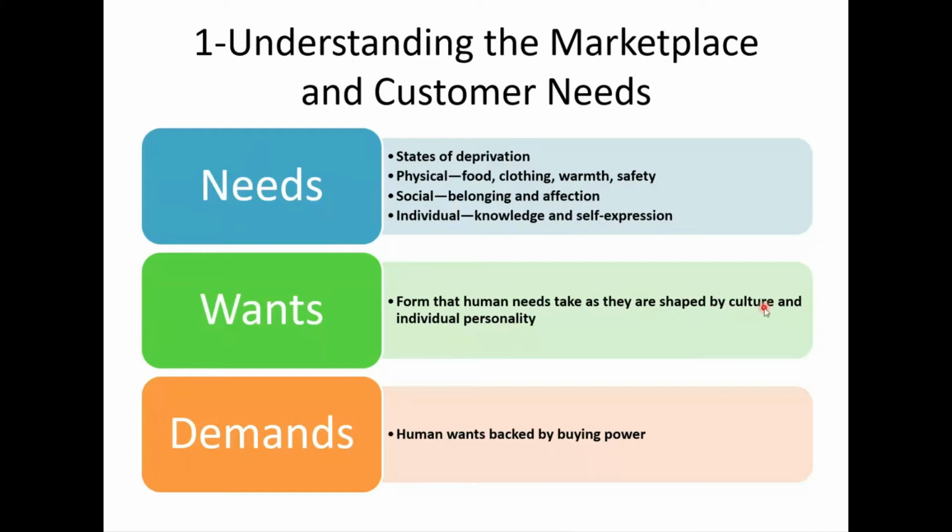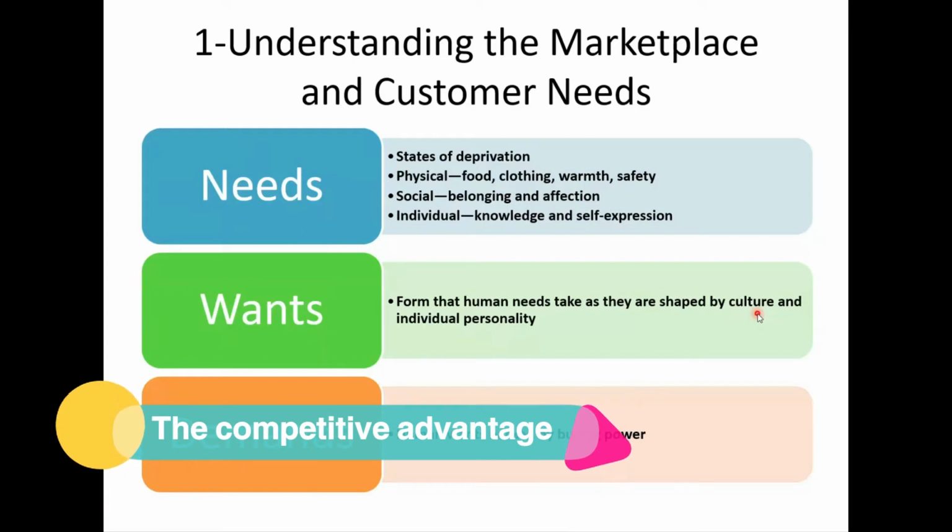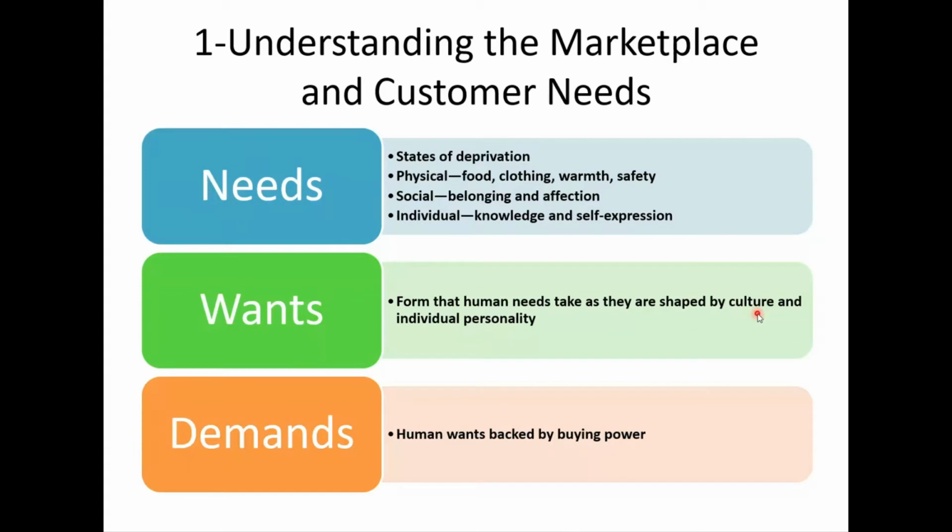You need to understand the different cultures of your customers in order to be different from other competitors, and you can have what's called the competitive advantage, which means that you have a different product that other competitors don't have. By having this, what will happen? You will be different and you will have better profits.